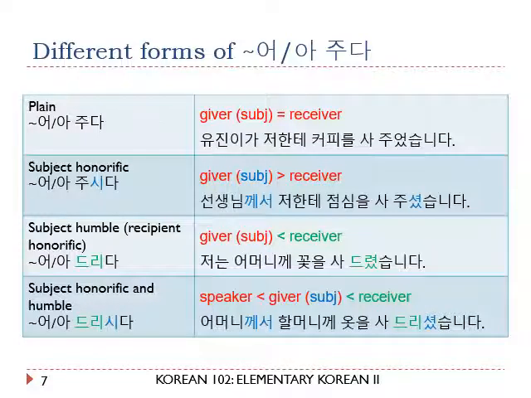Now let us summarize. Different forms of 주다 are provided in this table. The first case, the plain form, 주다, is used when the giver, the subject, is equal to the recipient or receiver in terms of social hierarchy. For example, 유진이가 저한테 커피를 사주었습니다. Eugene, the subject, 저한테, to me, right? Eugene bought a cup of coffee for me. So Eugene is the giver, right? And I is a recipient, and they are equal in social hierarchy because they are friends. In this case, the 주다 form must be used.